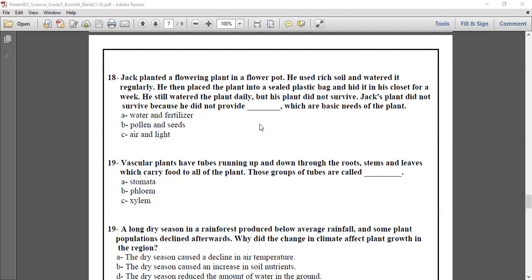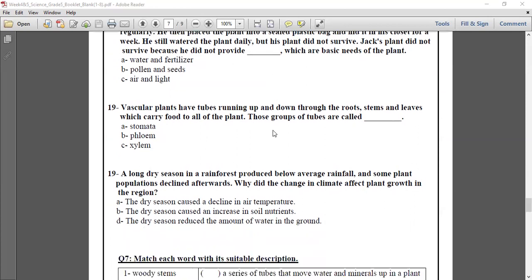Yes, he watered the plant, but it was put in a plastic bag and in the dark. Yes, excellent. Thank you. The answer is letter C. Okay.